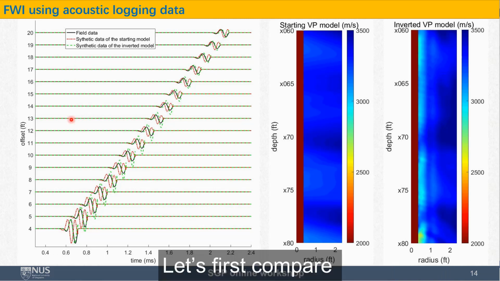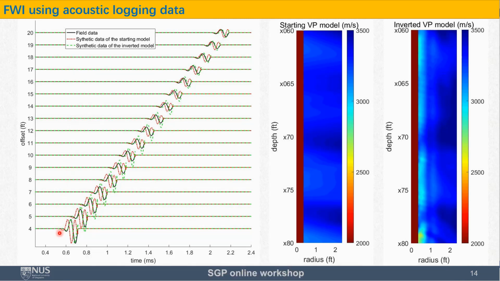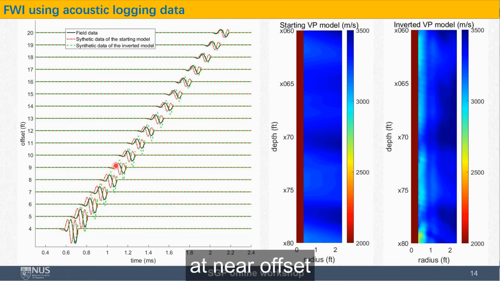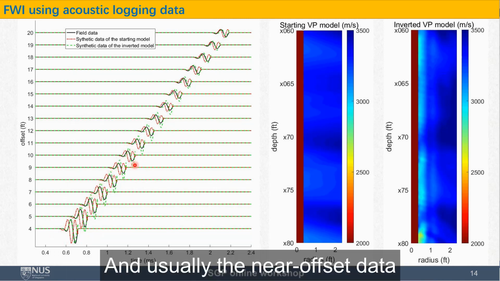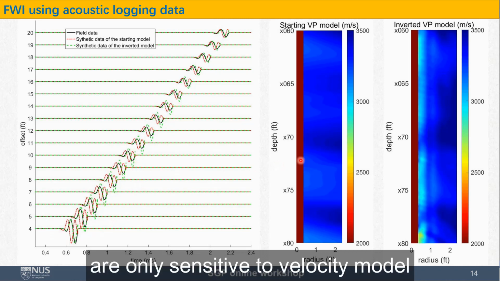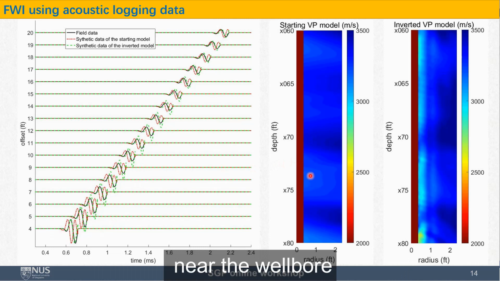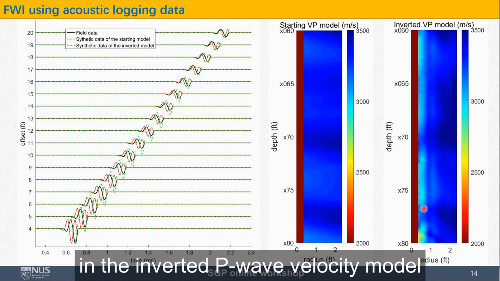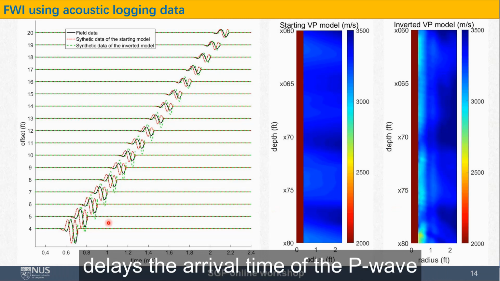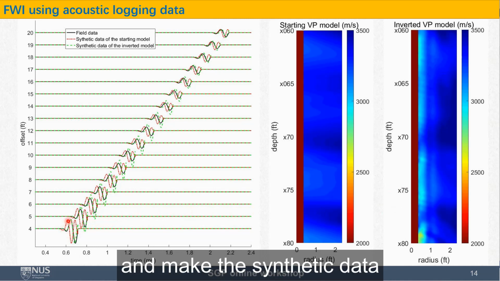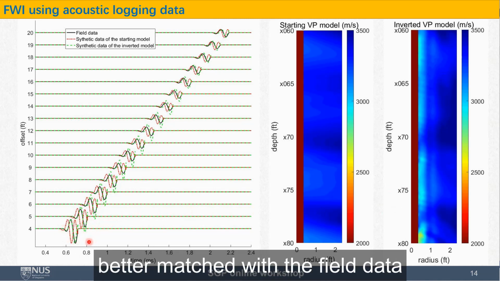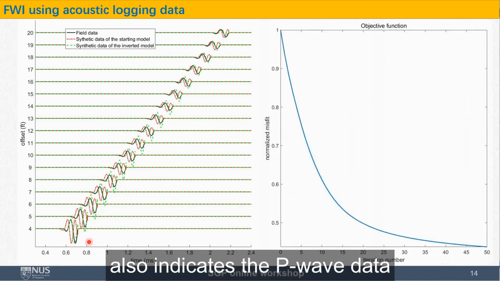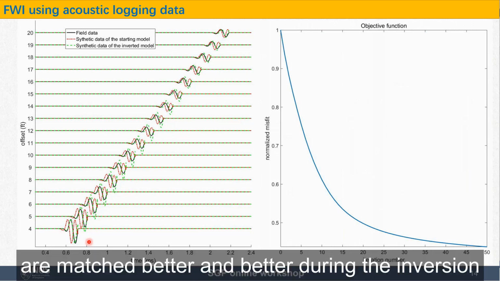Let's first compare the black waveform and the red waveform. We see the red waveform tends to travel faster than the black waveform at near offset, and usually the near offset data are only sensitive to the velocity model near the wellbore. So the low velocity area near the wellbore in the inverted P wave velocity model delays the arrival time of the P wave and makes the synthetic data better match with the field data. The decreasing objective function of all the measurements also indicates the P wave data are matched better and better during the inversion.